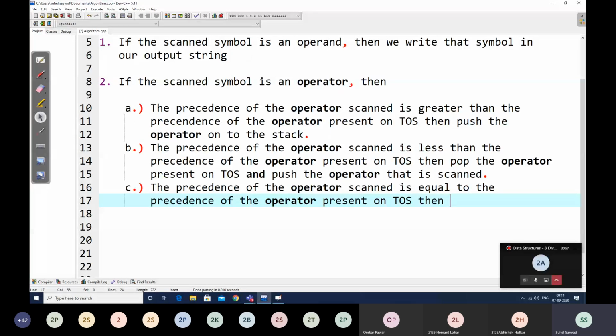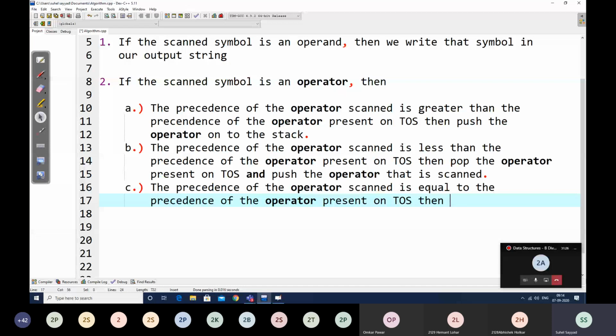So all these cases are examples of the precedence of the operator scanned being equal to the precedence of the operator present on top of stack. Did you understand this? Okay. So equal precedence means it is not compulsory that the operators should be equal. We also have the operators plus and minus whose precedence are equal to each other, and multiplication and division whose precedence are also equal to each other. Is it clear, students? So if you are getting these types of cases, then what we need to do? Let us see the condition.